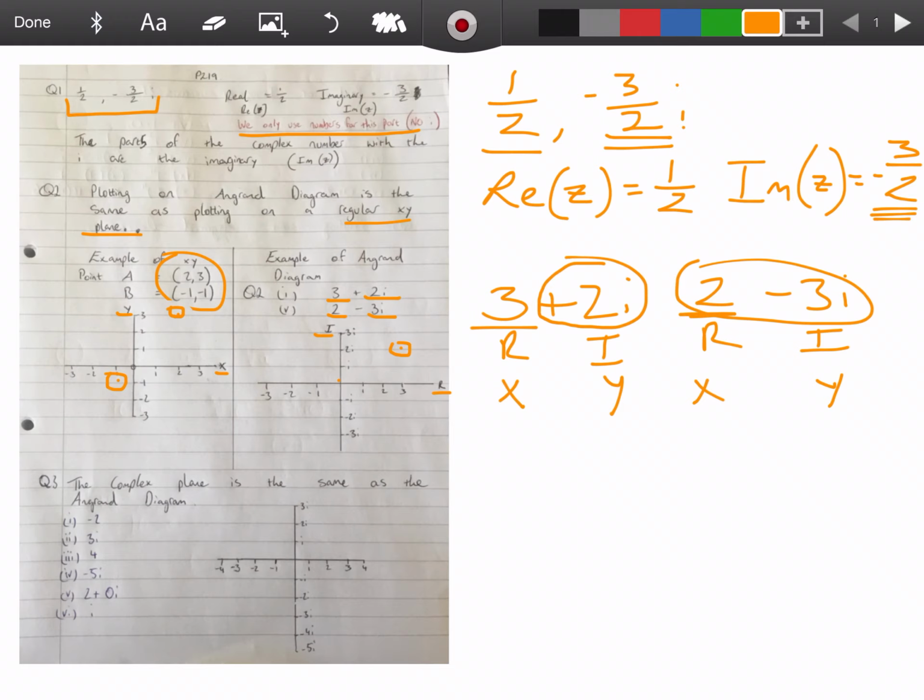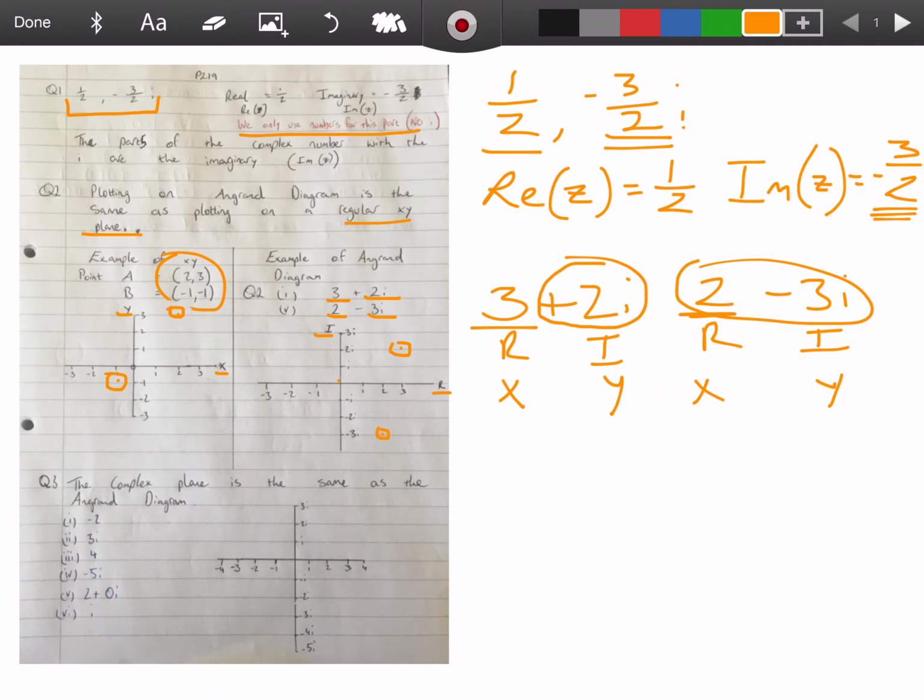And then for the next one, 2 minus 3i, I take the 2 to start off. I go across to plus 2, and then I go down to minus 3i. So across to 2 on the real, down to minus 3i in the imaginary, and that's approximately there. And as I said, I'm being as accurate as I can, lads, but it's not perfect. There, that's probably the best I can do.